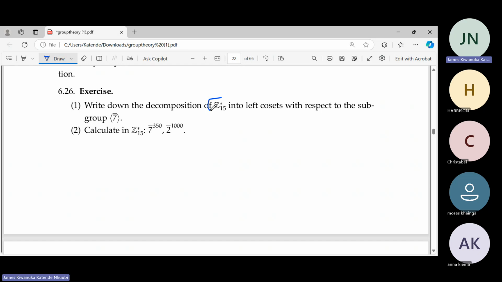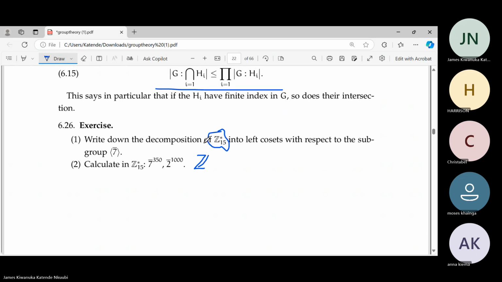Maybe we can try to do this exercise. This one says we write Z15 star into left cosets with respect to the cyclic subgroup of Z15 star generated by 7. So first of all, let's list the elements of Z15 star. I'm using the mouse to write, so I'm not very fast, but you can see what I'm writing.